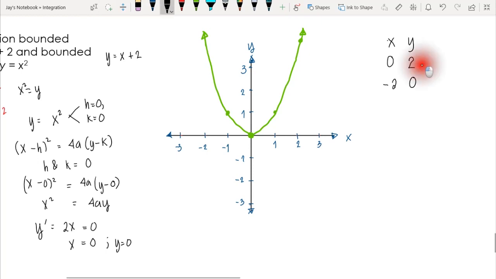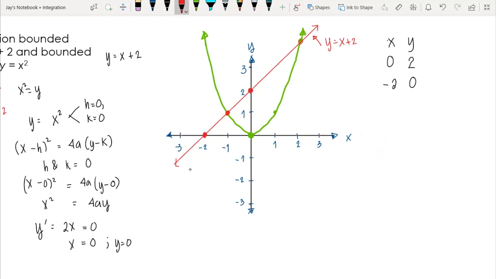So first, let's plot our line. When x is 0, our y is 2, so the coordinate is (0, 2), at this point. Then, the second coordinate is when x is negative 2, our y is 0, so at this point. This is the y-intercept, and this is the x-intercept. Now let's plot our line by connecting the coordinates. Most probably this would be the graph of our line, which is y is equal to x plus 2. And take note, there are points of intersection between our curve and our line.